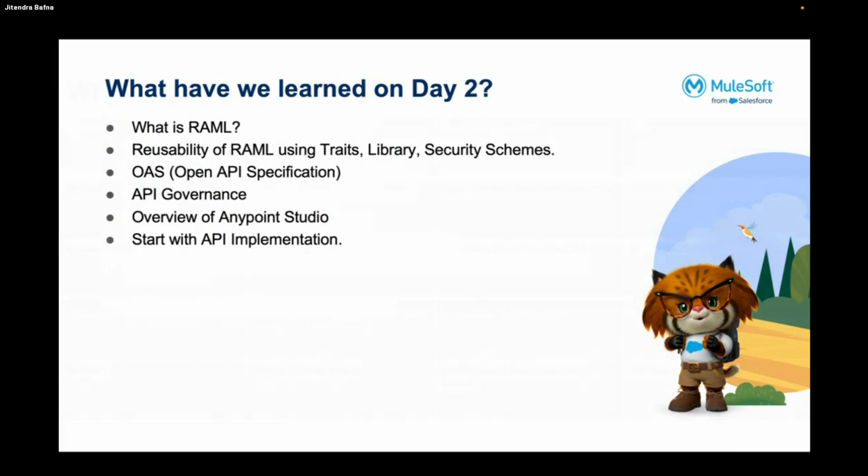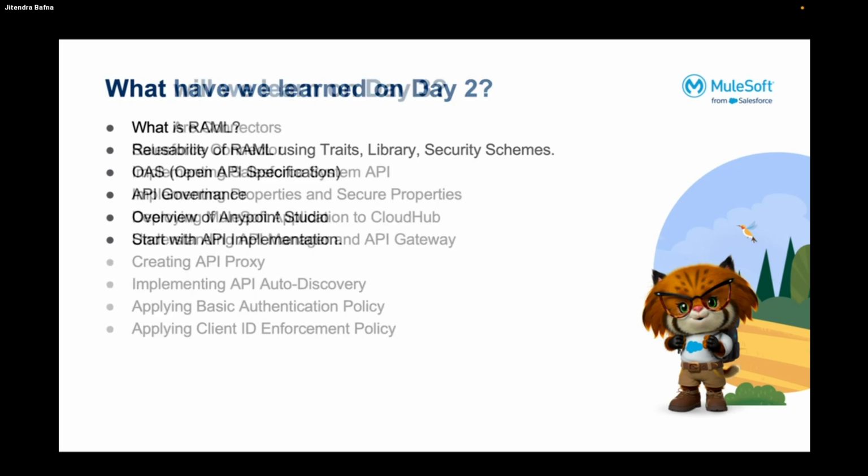On day two, we understood what RAML is, how we can reuse the RAML using traits, libraries, and security schemes, and we also went through the OpenAPI specification. Then we saw an overview of Anypoint Studio, and then we started with the API implementation also.